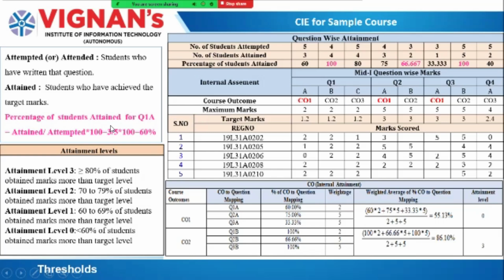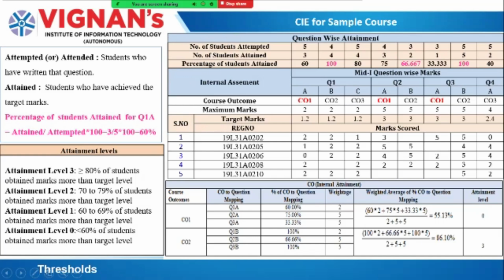Okay. Similarly, for CO2 also you have to find the attainment. Here CO2, see here CO2, CO2, CO2. So the pink color indicates the CO2. Okay, that is 100, 66, and again 100. The weightage is 2, 5, and 5. So 100 into 2, 66 into 5, 100 into 5 by 2 plus 5 plus 5. Here you got 86.10 percentage.